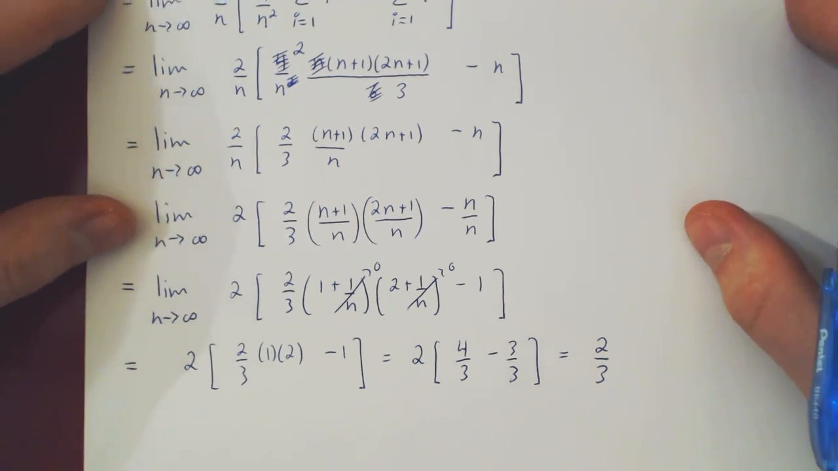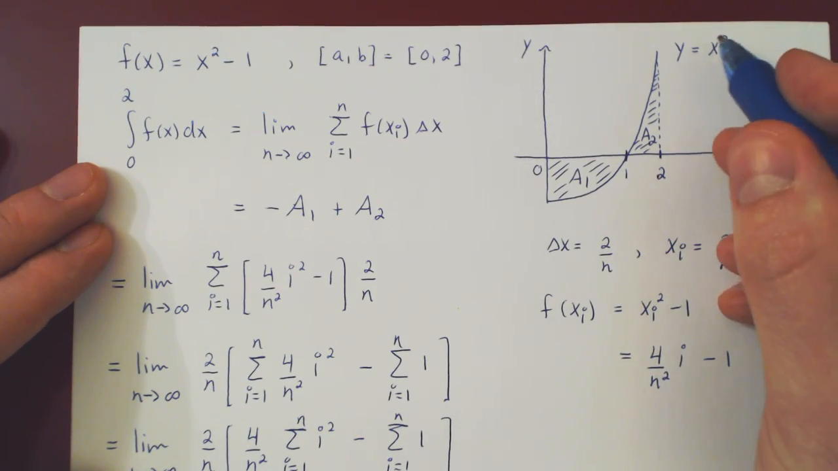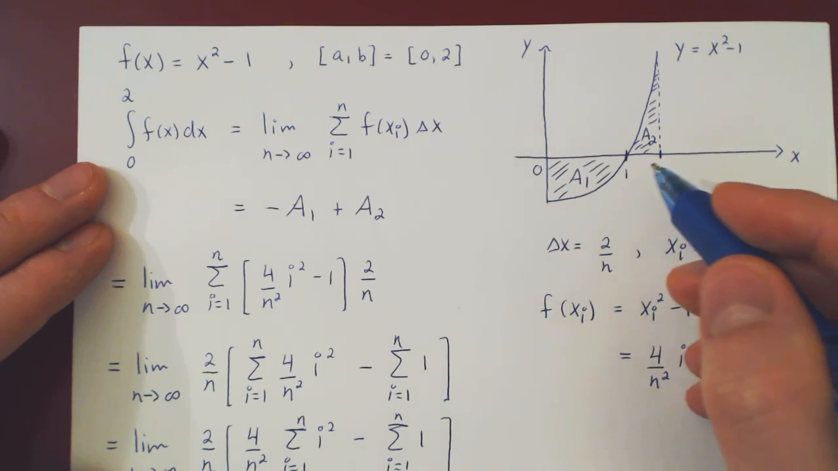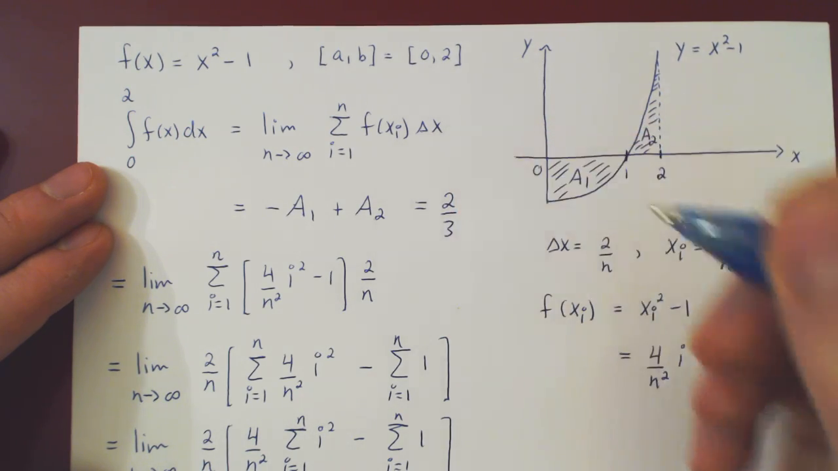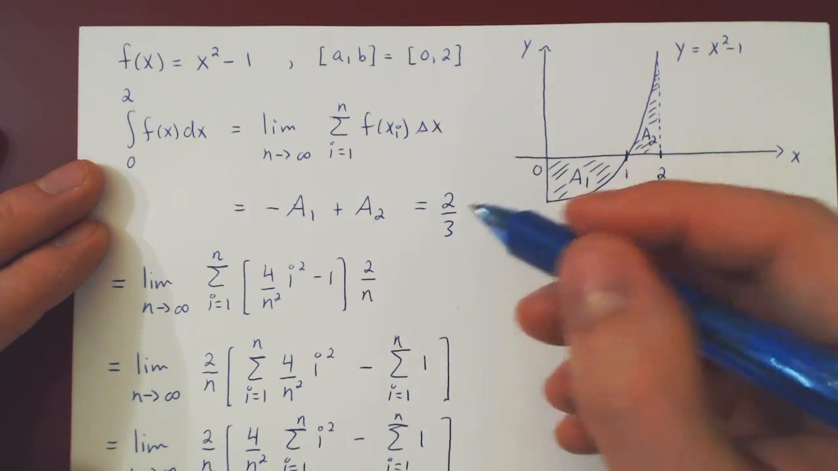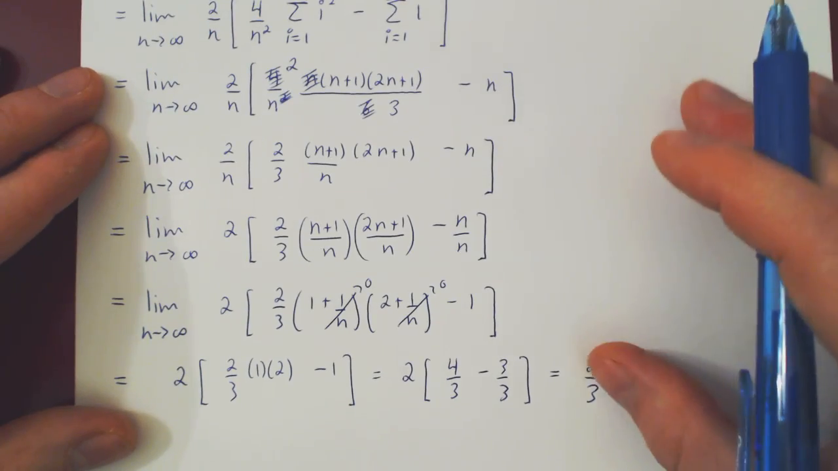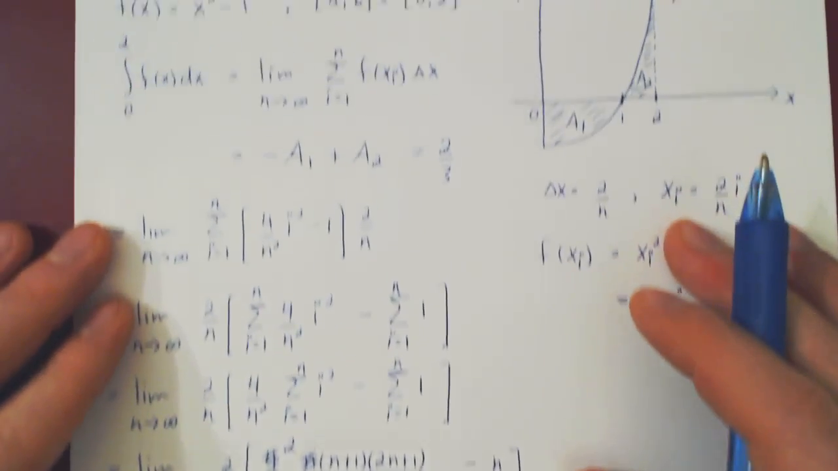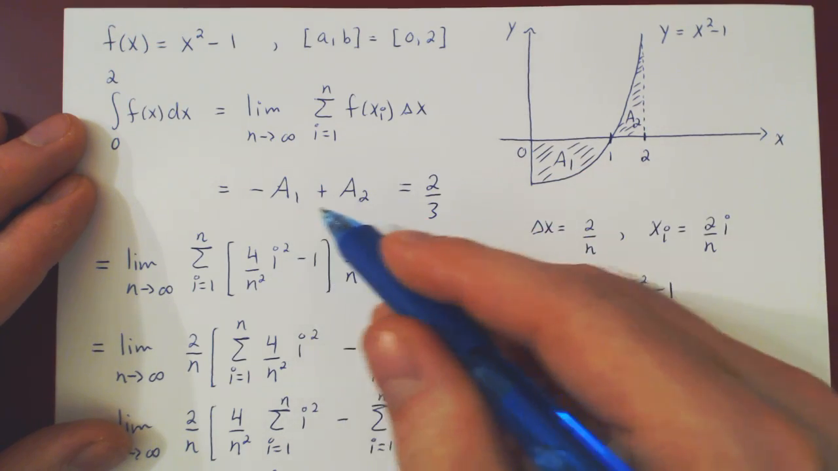That is the value of the definite integral of the function x squared minus 1 on the interval from 0 to 2. The answer is simply 2/3. So this was obtained algebraically as a limit of the corresponding Riemann sum, and geometrically we know this does not represent the area of a single region, but a difference of areas, right?